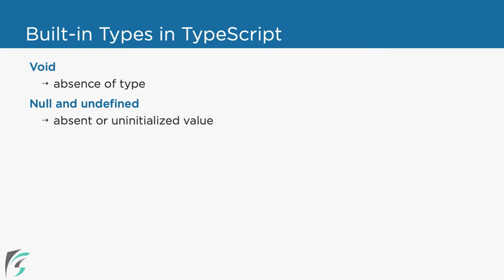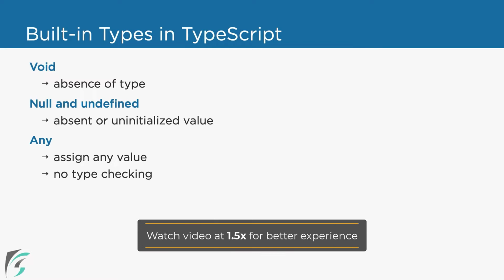Next, we have any type. Declaring a variable as any type lets us assign any value to a variable. This means it lets us opt out of the type checking by the compiler. This can be helpful while using a third-party JavaScript library where we are not sure of the type returned from a library function. Now let us see how to declare variables in TypeScript.